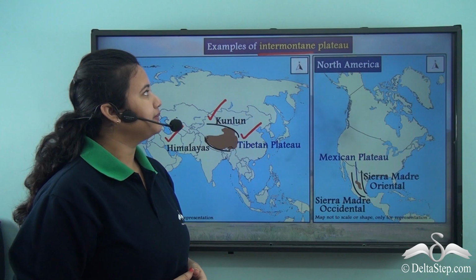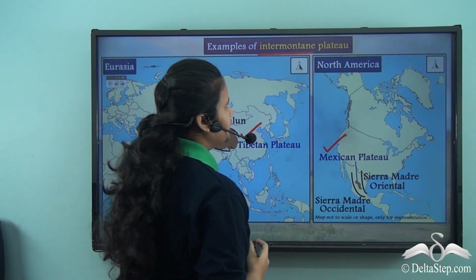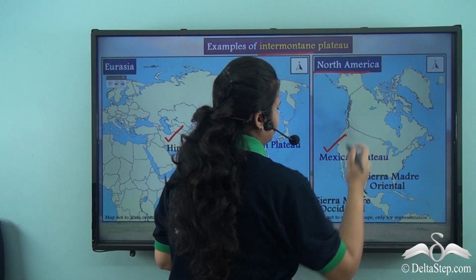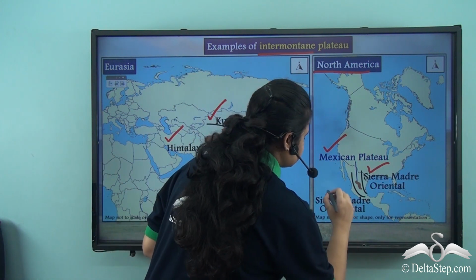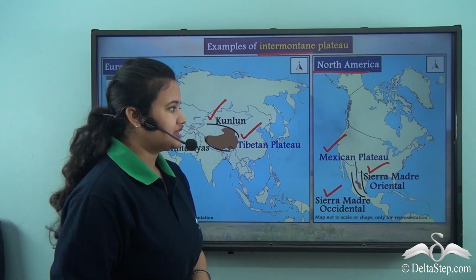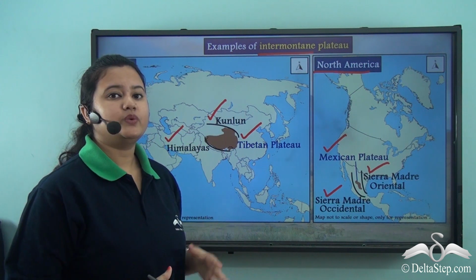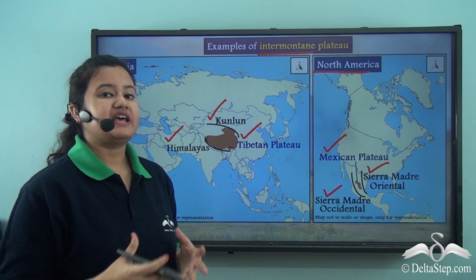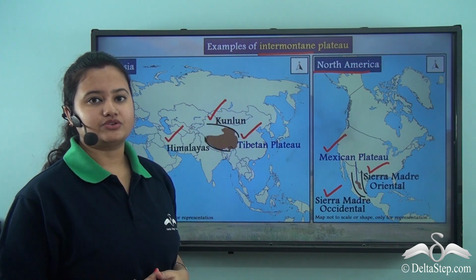The second example of an intermountain plateau is the Mexican Plateau, which belongs to the continent of North America, and it is situated between Sierra Madre Oriental and Sierra Madre Occidental, which are mountain ranges. So in both these cases, we find that the plateaus are situated between mountain ranges, and therefore they are examples of intermountain plateaus.